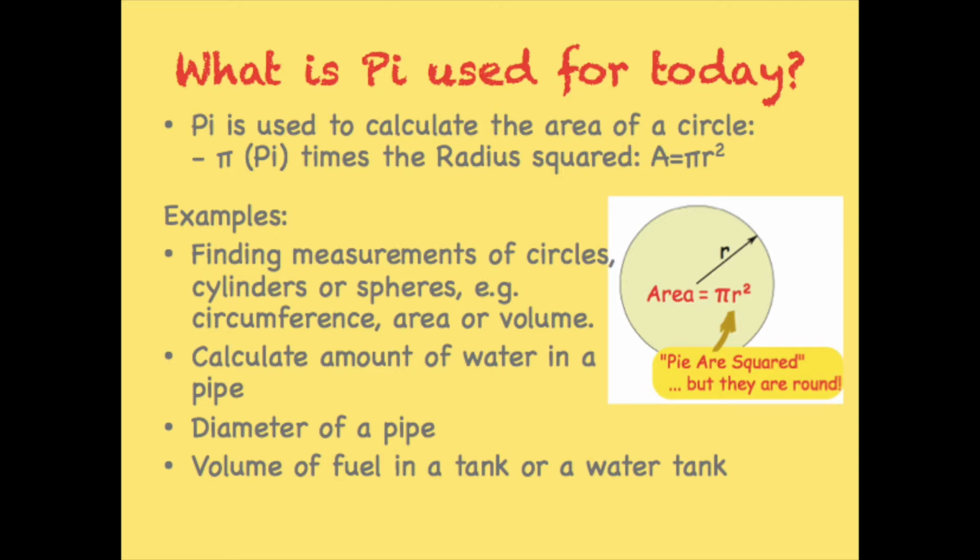Isn't that interesting? But the main use of pi is to calculate the area of a circle. Pi times the radius squared.